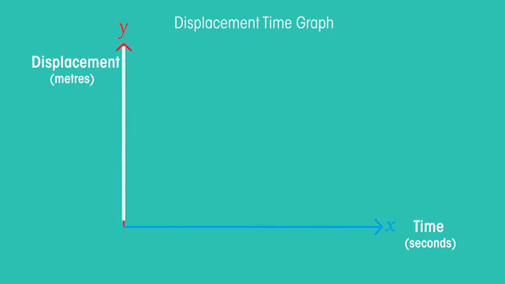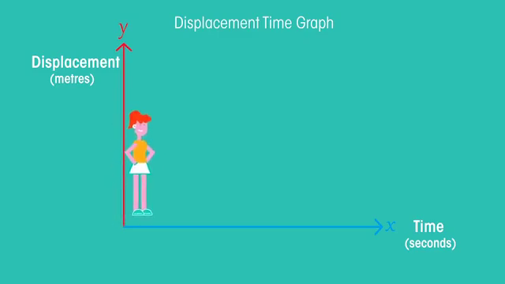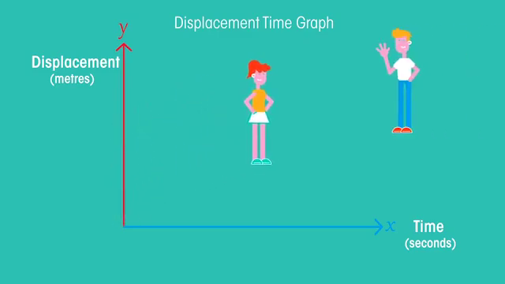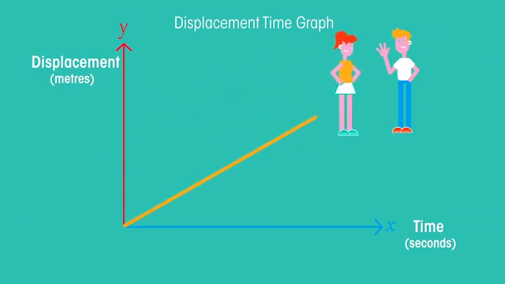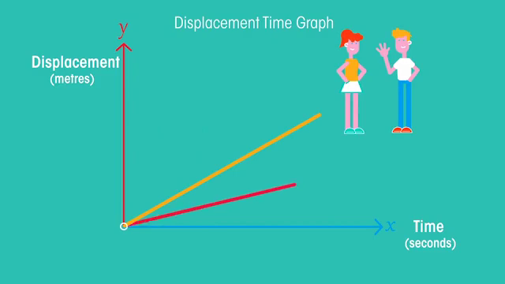Now let's add information to our displacement time graph. Alice starts walking to Bob, traveling at a constant speed. This will create a diagonal line from the origin. If she walks slower, the line will be less steep, having a smaller gradient because in the same amount of time she will travel less distance. If she walked faster, the line will be steeper.